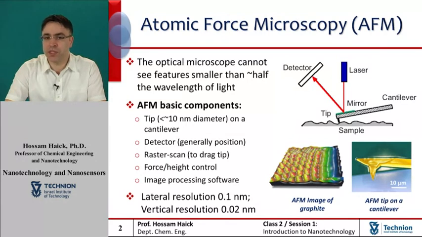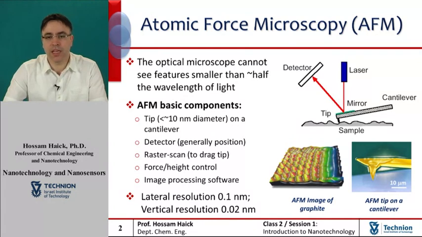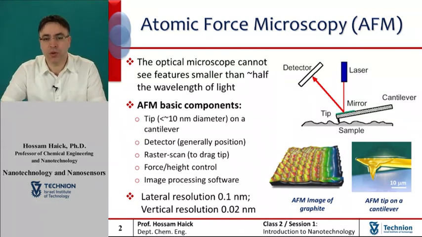The AFM consists of a cantilever with a sharp tip or probe at the end that is used to scan the specimen surface. The cantilever is typically silicon or silicon nitride with a tip radius of curvature on the order of a few nanometers only. When the tip is brought into proximity of a sample surface, forces between the tip and the sample lead to a deflection of the cantilever according to Hooke's law.